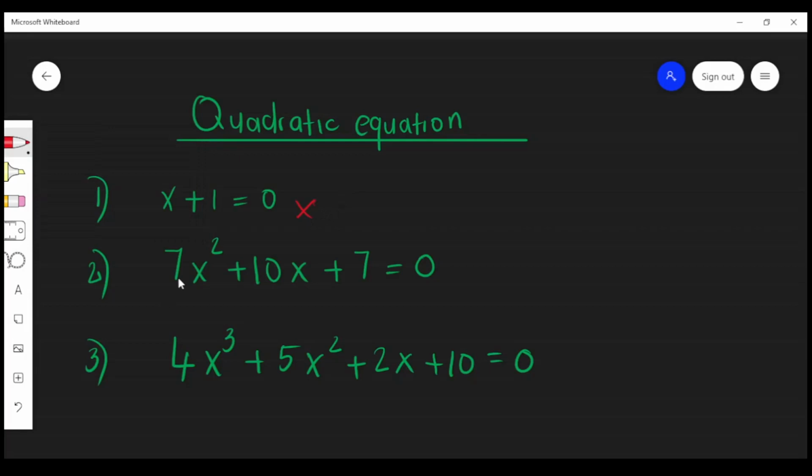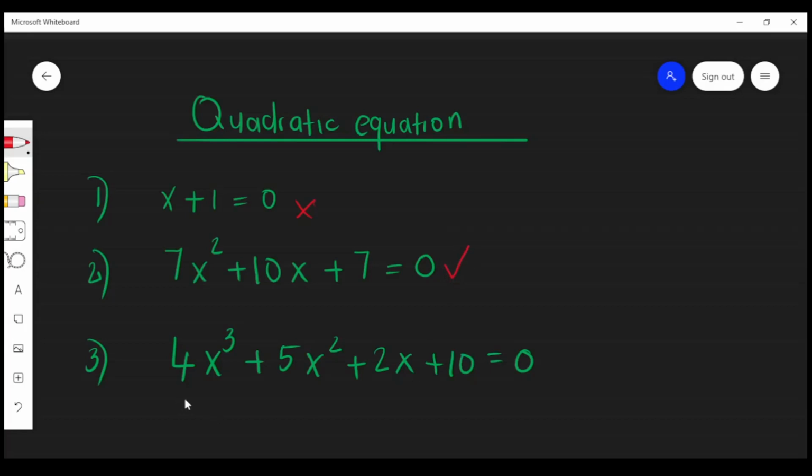The second one, 7x squared plus 10x plus 7 is equal to 0. Is that one a quadratic equation in its general or standard form? Yes, in fact, this is a quadratic equation in its general form.